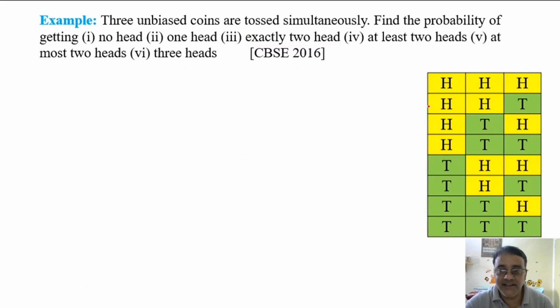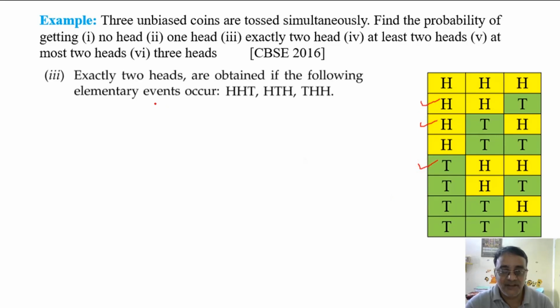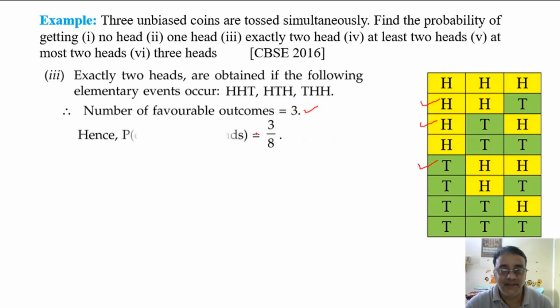Now the next one is exactly 2 heads. So exactly 2 heads, how many? Yes, 3. 1, 2, 3. That is, the number of favorable outcomes is 3. So the required probability is 3 by 8. Very good. 3 by 8.